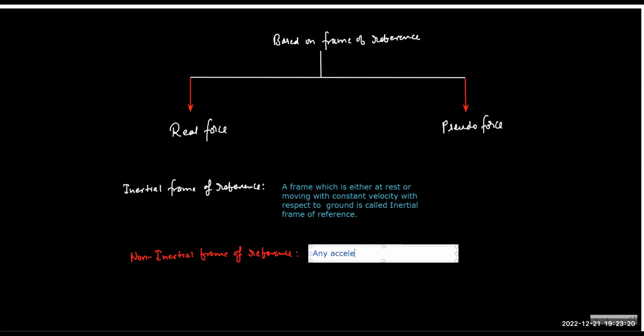Any accelerating or rotating frame, like when you go on a merry-go-round, it's a rotating frame, is called a non-inertial frame of reference.